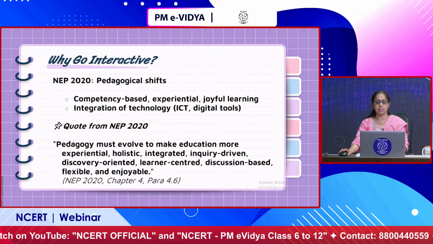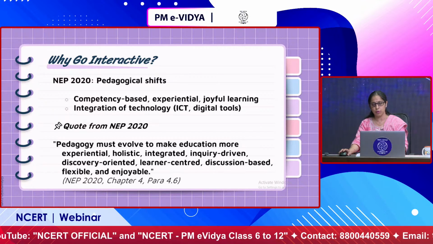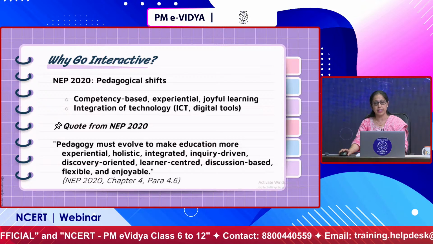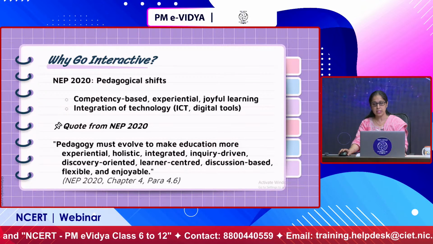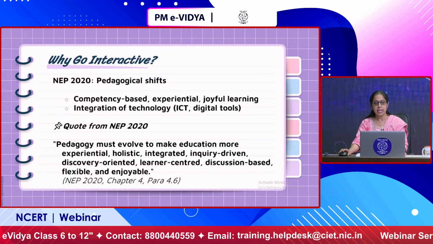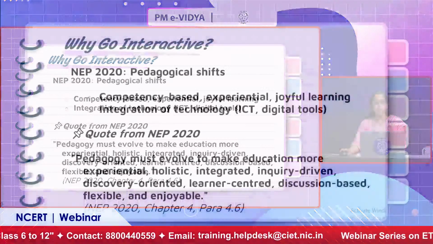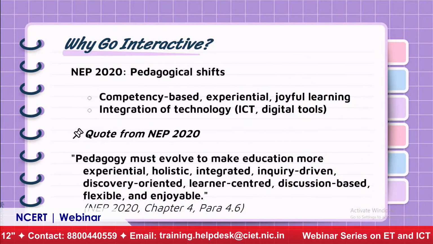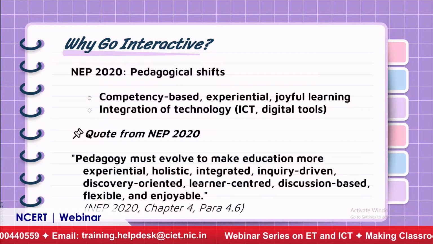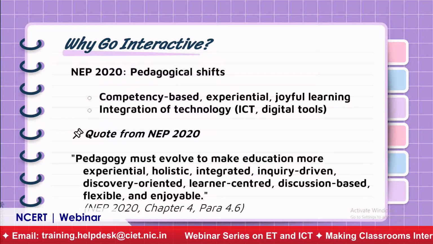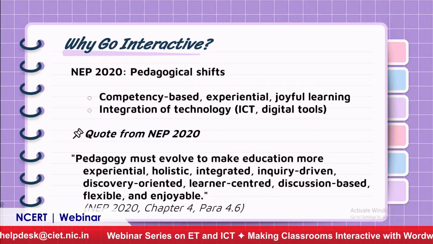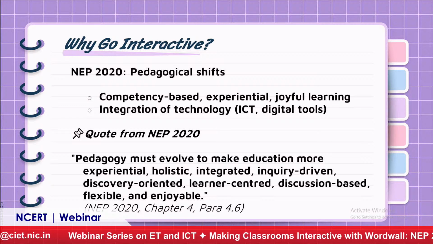As NEP says in chapter 4, paragraph 4.6, pedagogy must evolve to make education more experiential, holistic, integrated, inquiry-driven, discovery-oriented, learner-centered and discussion-based, making the flexible approach of the NEP enjoyable in the classes. For that, our pedagogy has to be shifted. Our teachers have to get trained for making the classes competence-based, experiential and joyful learning.